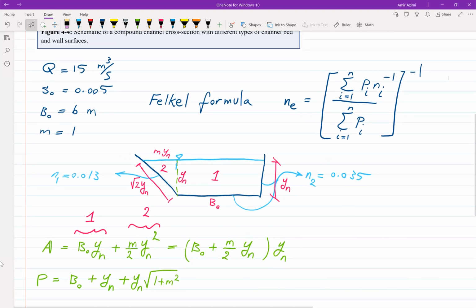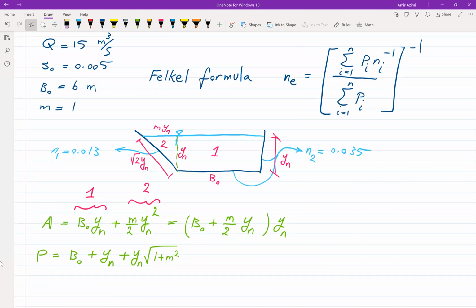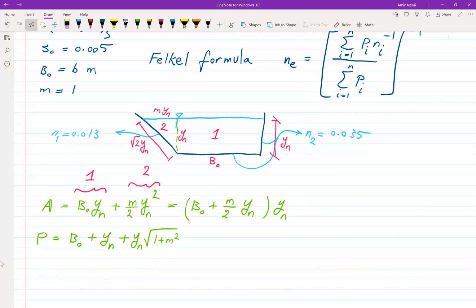So in this example, we have area, which is B0 times Yn. That's the rectangular part. And then we have the triangular part, which is m divided by 2 Yn to the power of 2. So it's going to be B0 plus m over 2 Yn, times Yn. And the wetted perimeter is the bottom width plus the diagonal sides, Yn times square root of 1 plus m squared. So now in this case, we need to set up the Excel file.